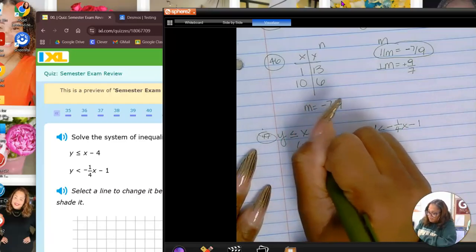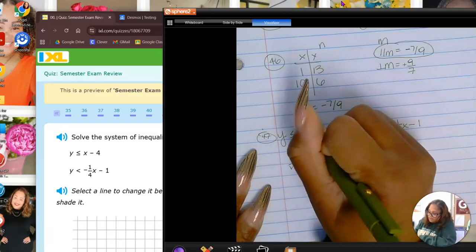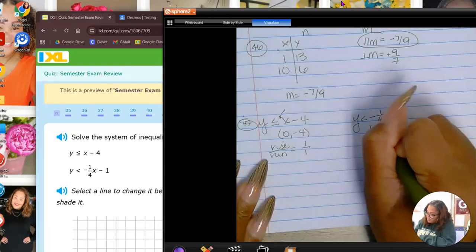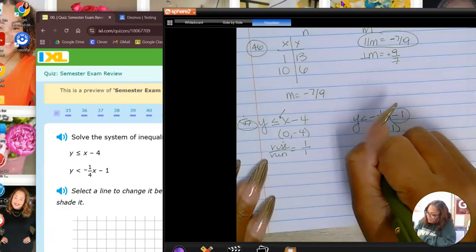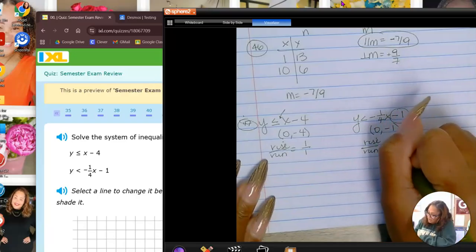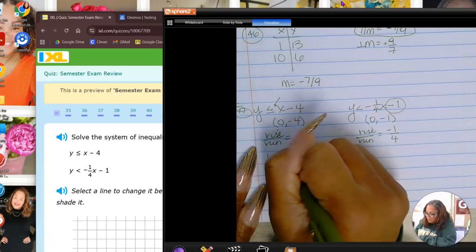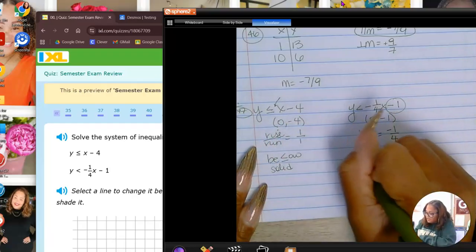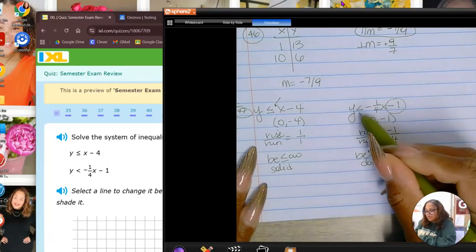So my y-intercept is 0, -4, and my rise over run is the invisible 1 over 1 here. Over here, my y-intercept is 0, -1, because this is a -1, and my rise over run is -1/4. Okay, so I also need to know what type of line and where I shade. Here I shade below because it's got the less than, and then it's solid. Here I shade below again, and this is dotted because there is no equal to symbol over here.